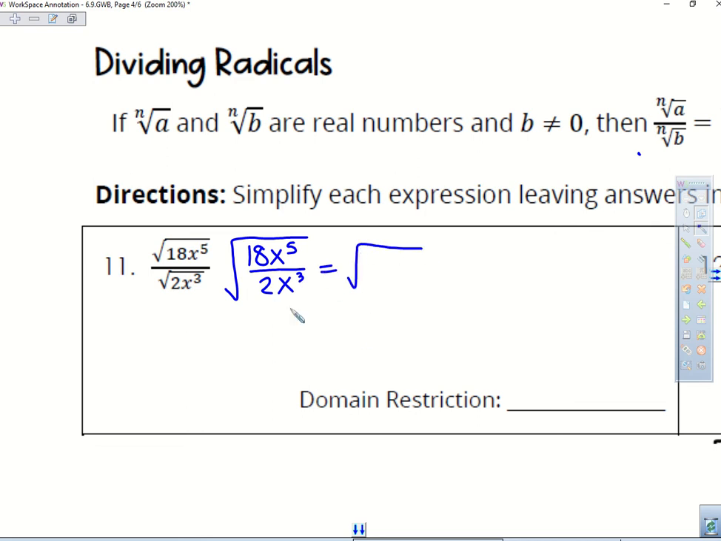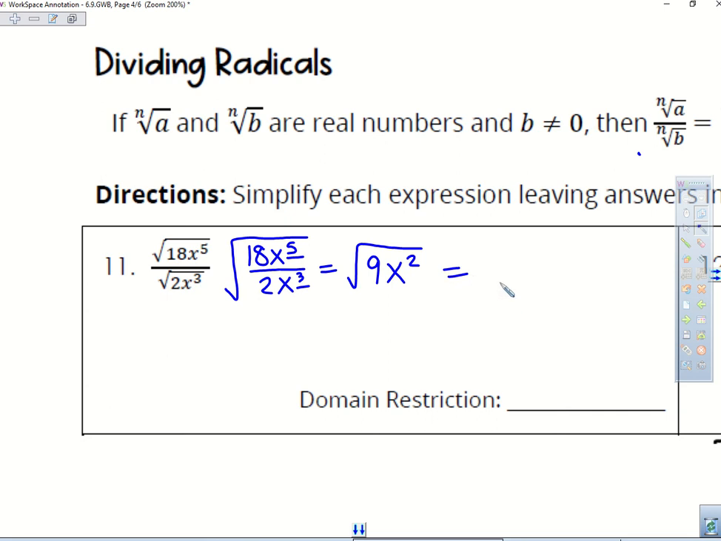What is 18 divided by 2? 9. Good. And what's x to the 5th divided by x to the 3rd? X to the 2nd. Good. And if anybody forgot how to do that, if you're dividing with a common base, subtract numerator minus denominator, okay?